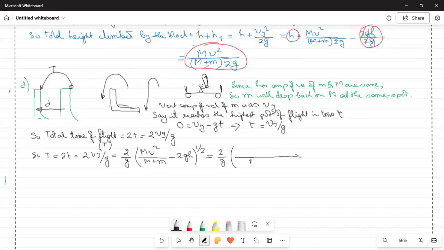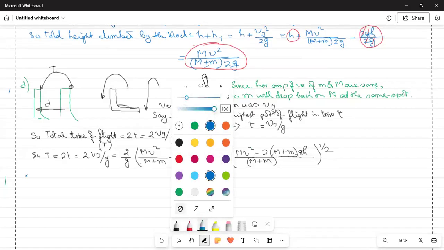Simplify this: 2 by g times capital M v square minus 2 into capital M plus small m gh, whole to the power half. This is the total time T. We have to just find out how much the bigger body moved during this total time T. Although it is lengthy, it is not difficult.